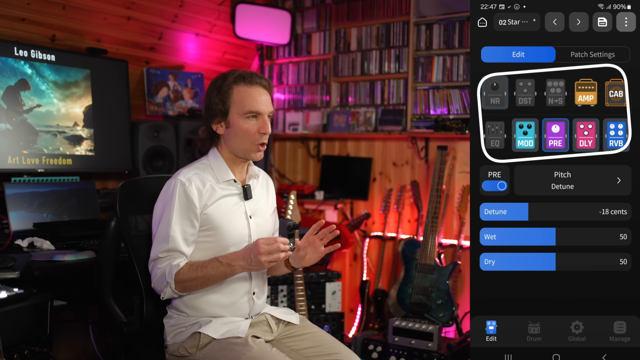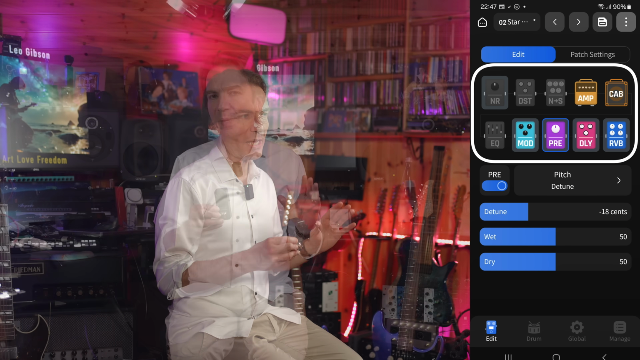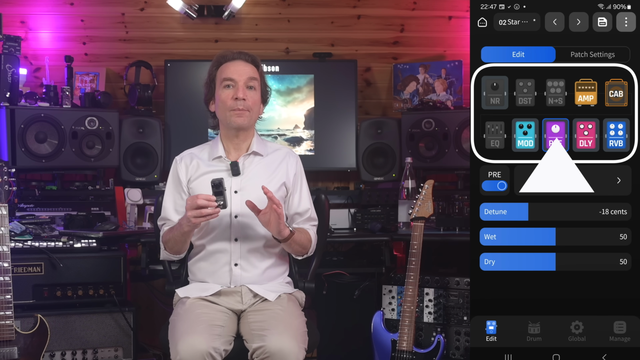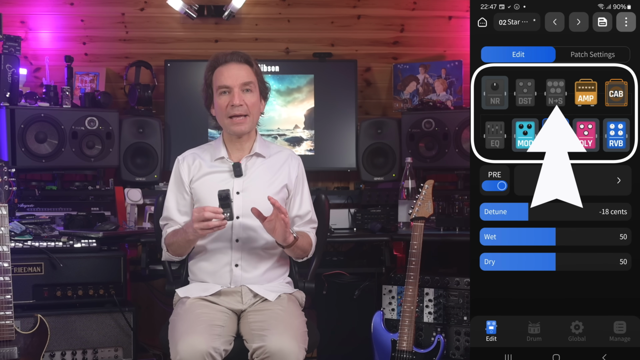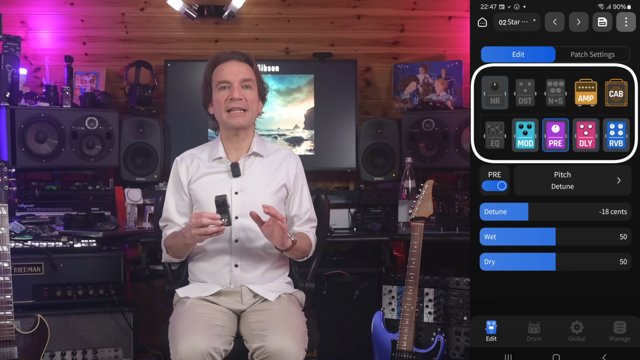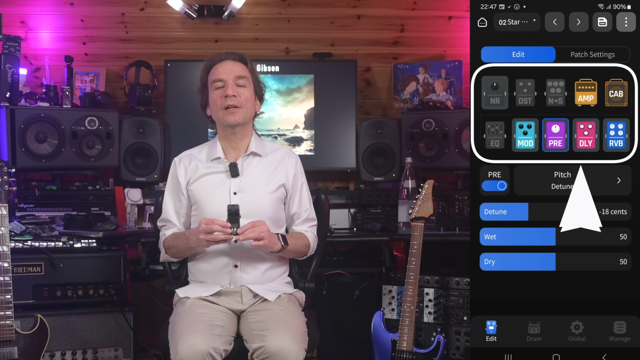The effects can be arranged in a signal chain with 10 blocks that are, as aforementioned, a noise gate, a pre-effect block, a distortion block, a block where we can load our NULL profiles, then we have the amp and the cab blocks, and then the modulation, delays and reverbs blocks.